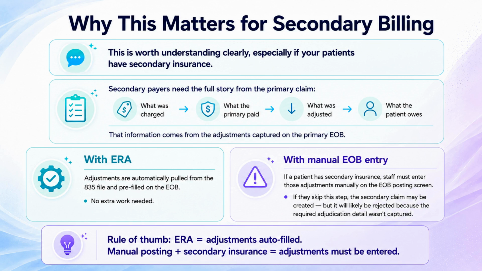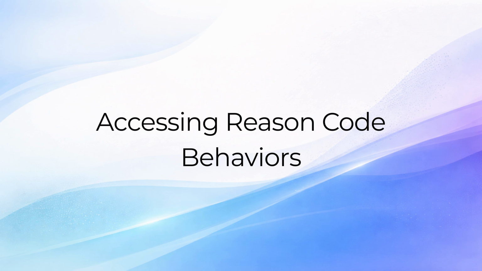With manual EOB entry, if the patient has secondary insurance, your staff must enter those adjustments manually on the EOB posting screen. If they skip this step, the secondary claim may be created, but it will likely be rejected because the required adjudication detail wasn't captured. Rule of thumb: ERA equals adjustments are autofilled. Manual EOB posting plus secondary insurance equals adjustments must be entered manually.